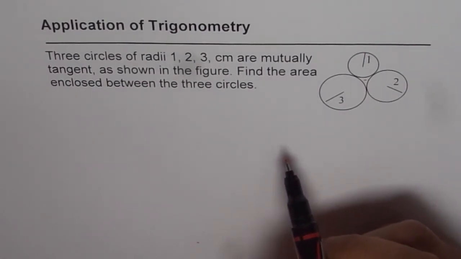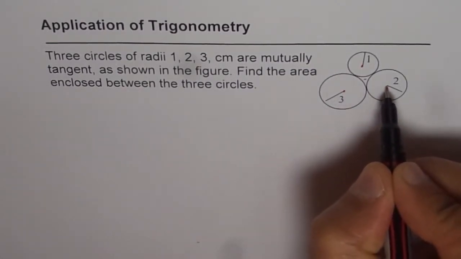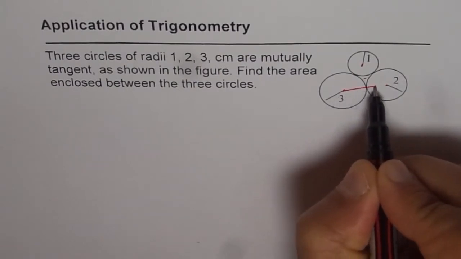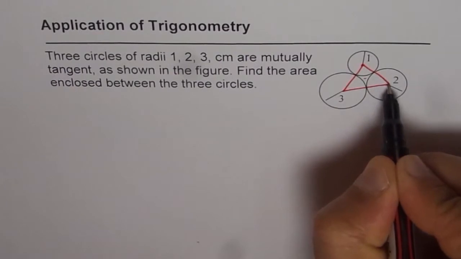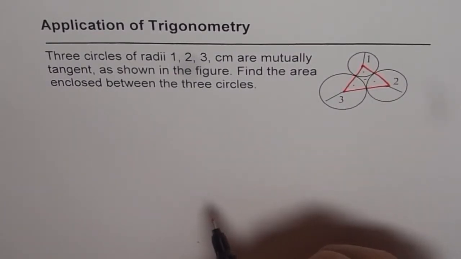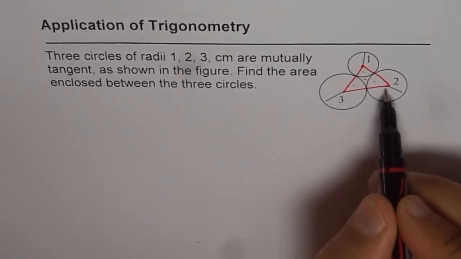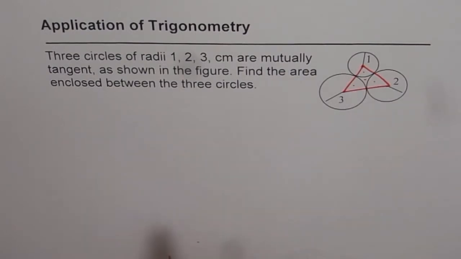Now how can we find it? Well, what we can do is we can join the centers of these circles. Then we are going to get a triangle. So if we find the area of the triangle and the area of these sectors, then the difference between the area of the triangle and the sum of these sectors will give us the area of the center space. So that is the strategy which we are going to follow to answer this question.